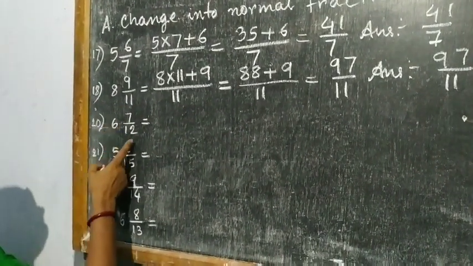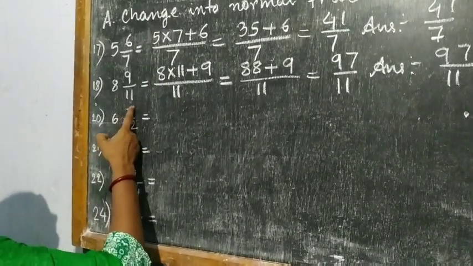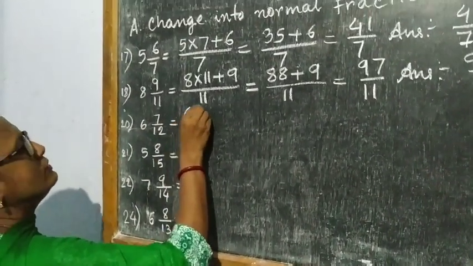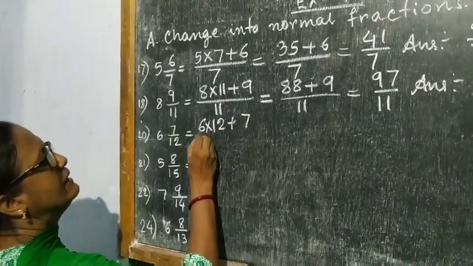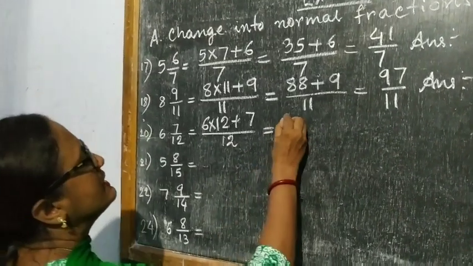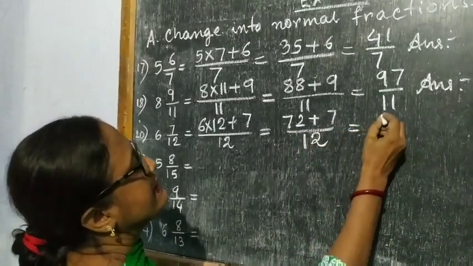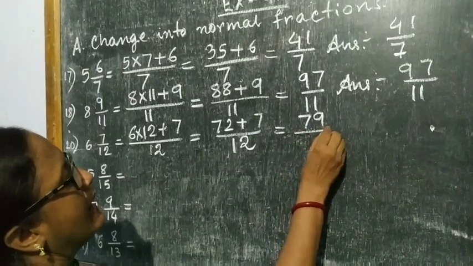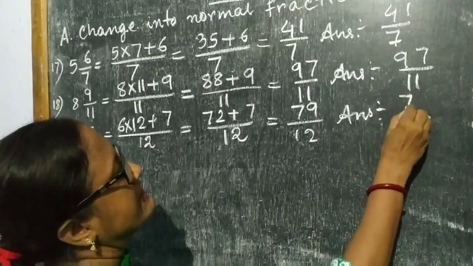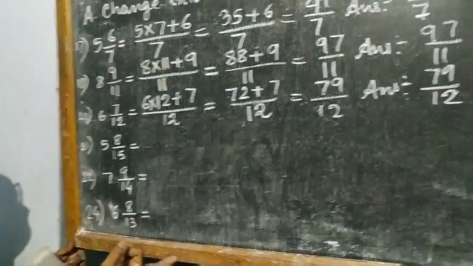Again see children, 6 7 by 12 is a mixed fraction, because 6 is a whole number and 7 by 12 is a fraction. So now 6 into 12 plus 7 by 12. So 6 into 12, 72 plus 7 by 12. That means 79 by 12. So the answer is 79 by 12. So 79 by 12 is a normal fraction.